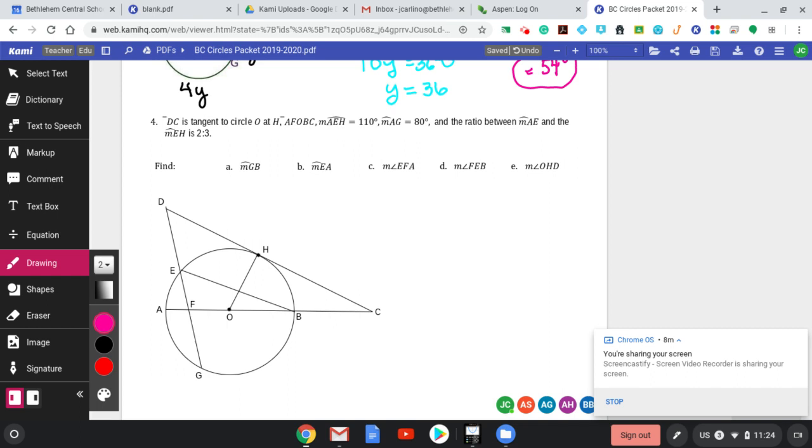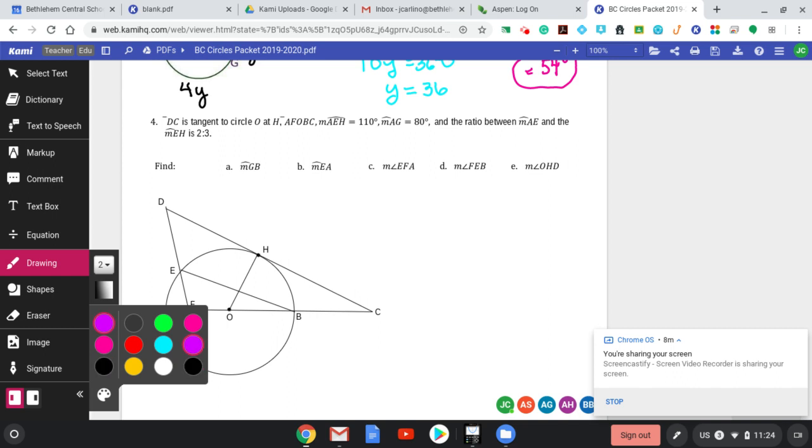Number 4, multi-part circle questions. Big dog circle questions. Big mama circle questions. Beast mode circle questions. I've had a lot of students call them different names. All right. Maybe during the next Google Meet, we can come up with our own name for multi-part circle questions.